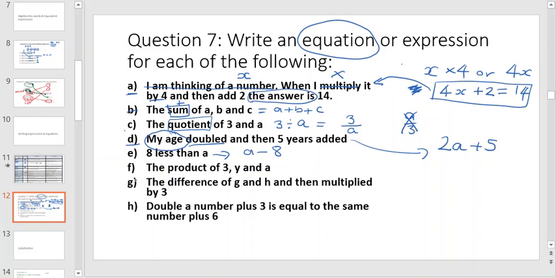Think of it that way. F, the product of 3y and A. Keyword product, I know it means times, and product is the answer when we times. So if I times all of these numbers together, 3 times y times A, that will give me my product. And with algebra, we can simplify this. So your final answer should have been the 3 first, I'll put the A and then the y.